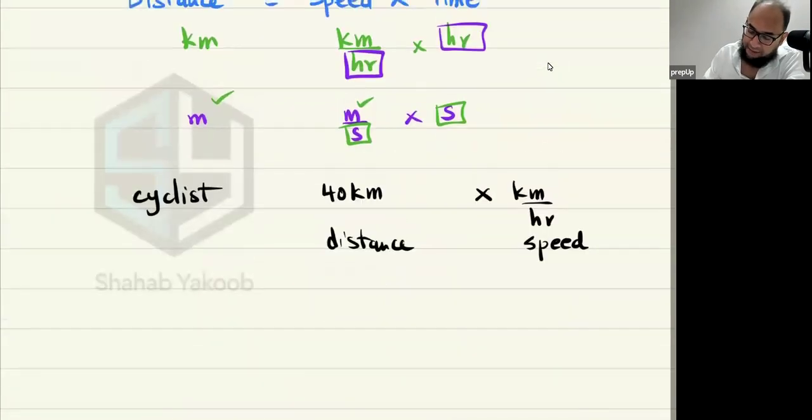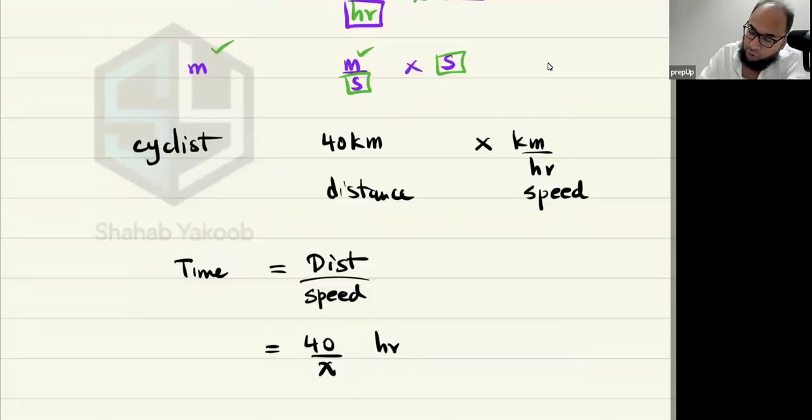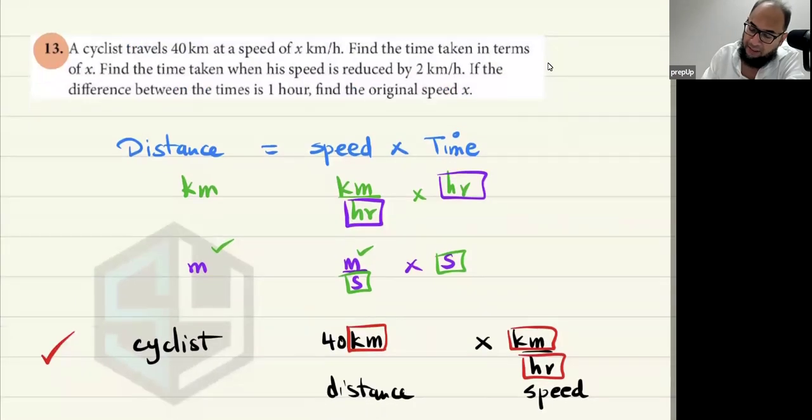And then it says, what is the time? So time is distance divided by speed. That is 40 divided by x. That is the time in hours, because look at the units. That is kilometers, that is kilometers, that is hours. So the division will give us hours. That's the first piece of info. It says find the time taken in terms of x. So we have worked up till here.